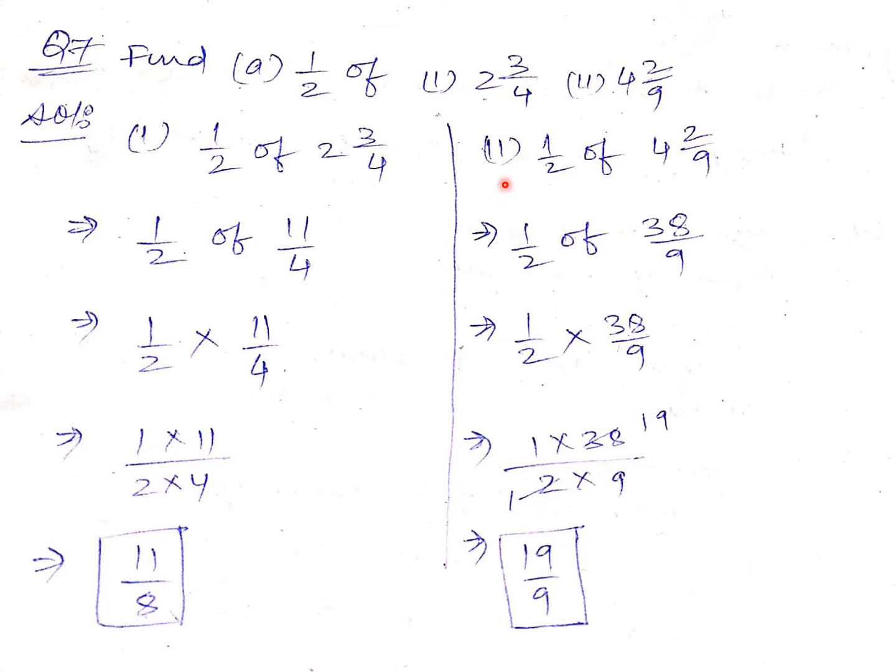Similarly, the second part is 1 by 2 of 4 2 by 9, that is this one. So again write it normally: 9 4s are 36 plus 2, 38 upon 9. Now again this can be written with the multiplication sign. Now 1 into 38 and 2 into 9, like this we have got. Before multiplying and writing the answer, what if we can simplify it? As there is a multiplication sign between them, we can cut these numbers. If there was a plus sign between, we couldn't cut like this. But as there is a multiplication sign, we can cut.